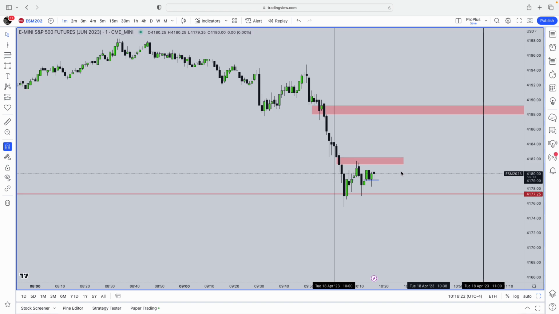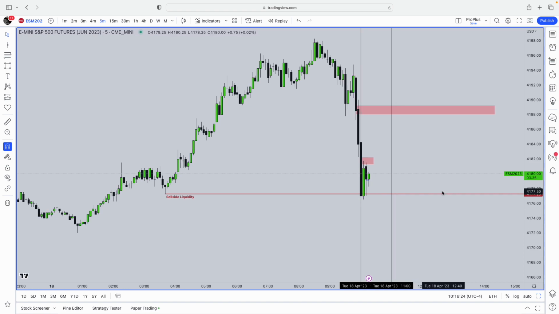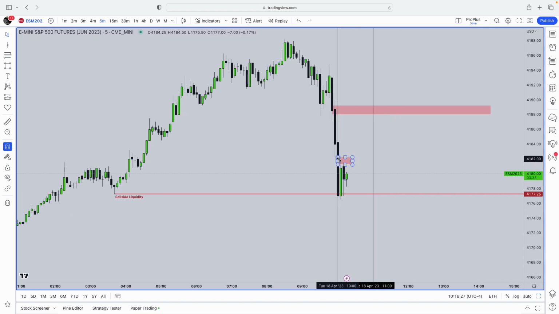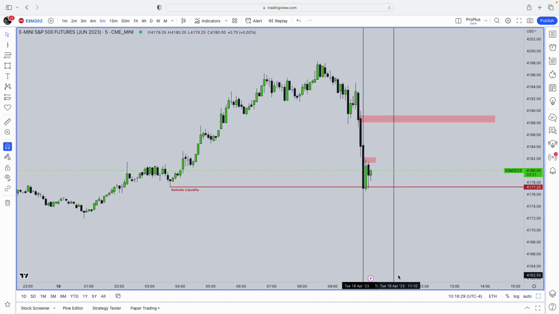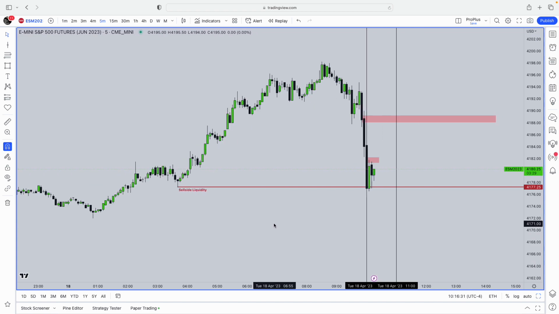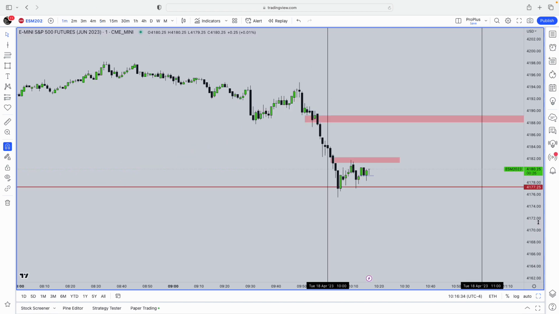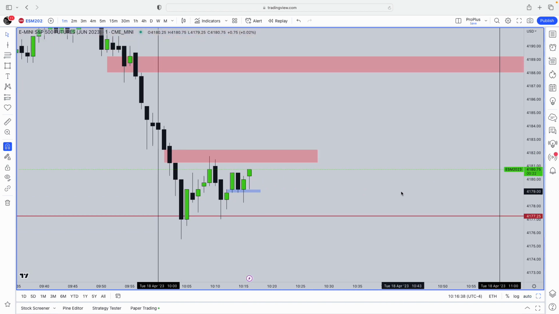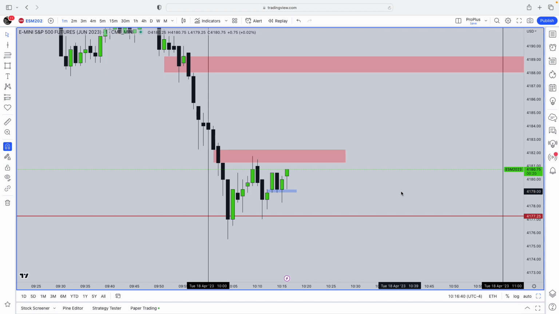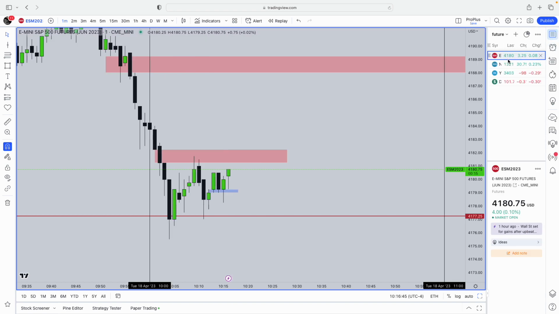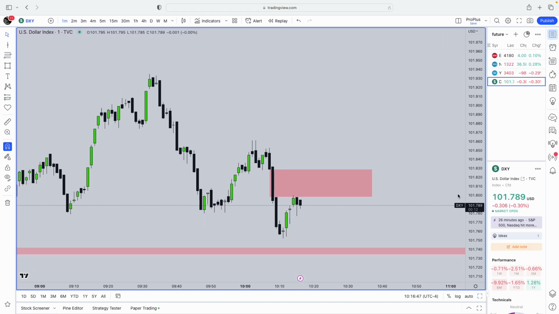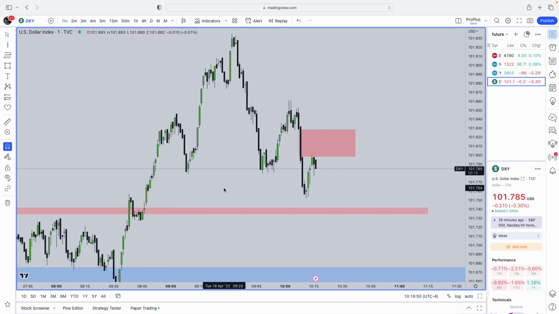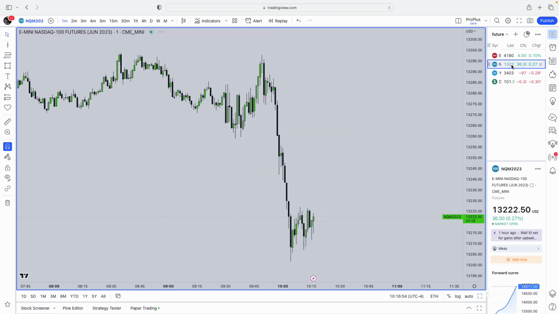Just be patient. It's also a 5-minute CB as well. The volume imbalance showing support. Let's take a look at the dollar. Dow, Nasdaq.